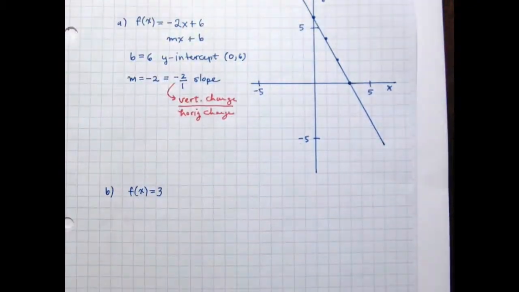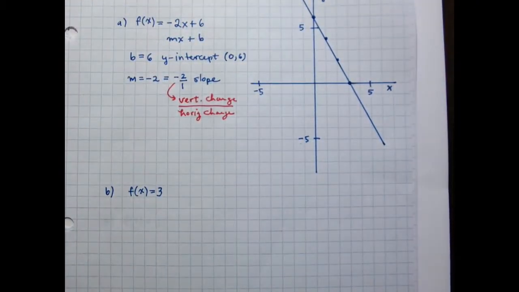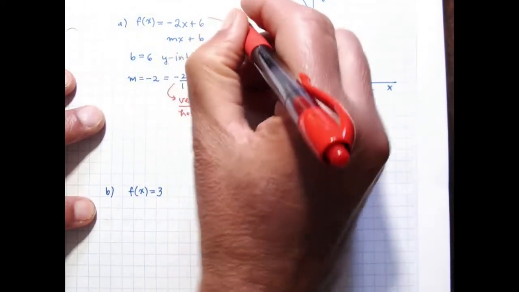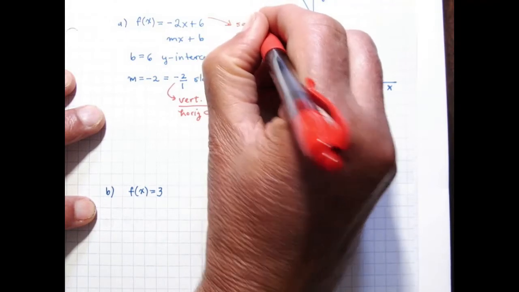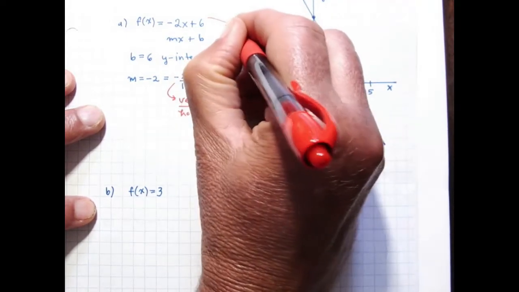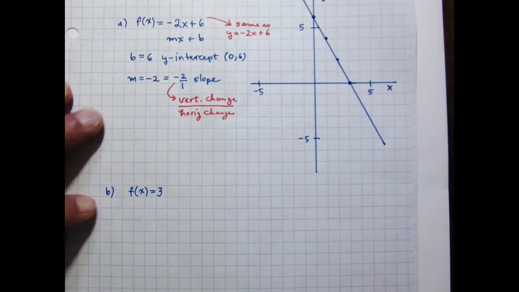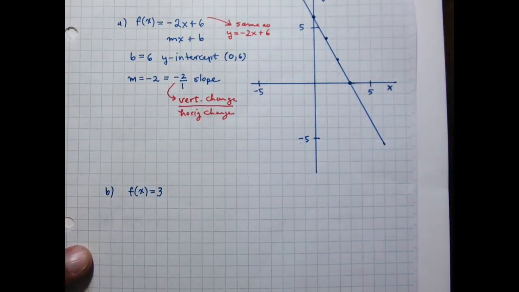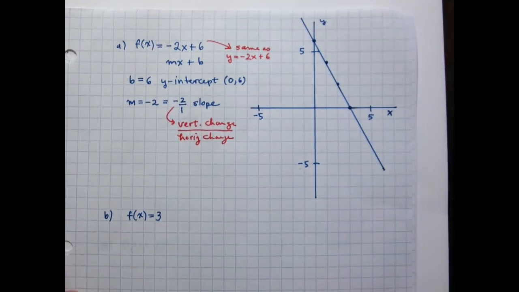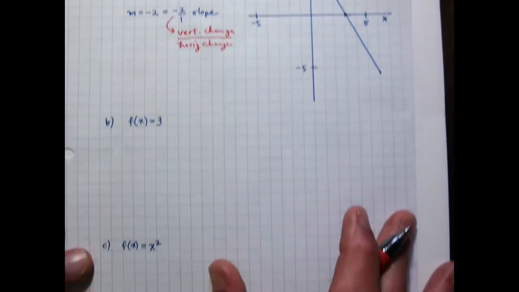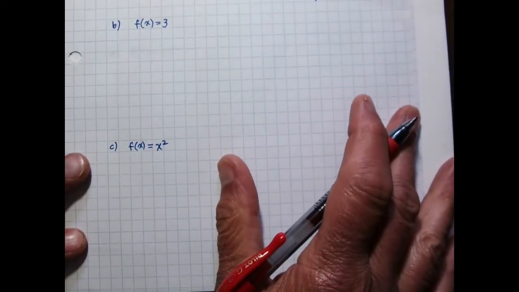There's that line. One other thing I wanted to say briefly is that this function notation is the same as saying y equals negative 2x plus 6. We are going to use function notation more often. I guess I went a little higher. There we go. All right, so we got one line drawn. We call that a linear function, right?